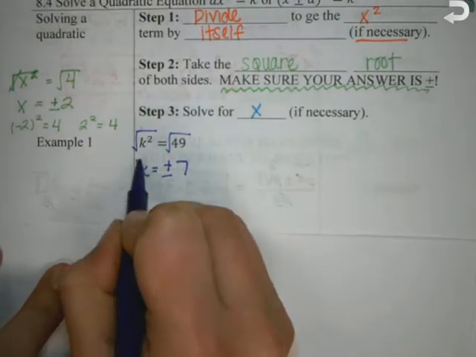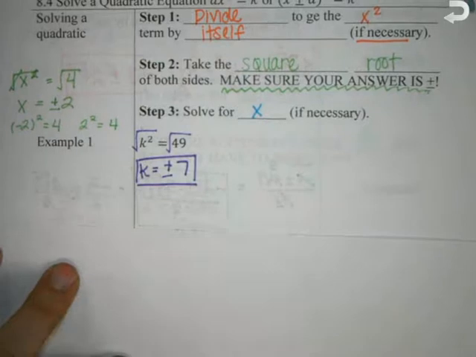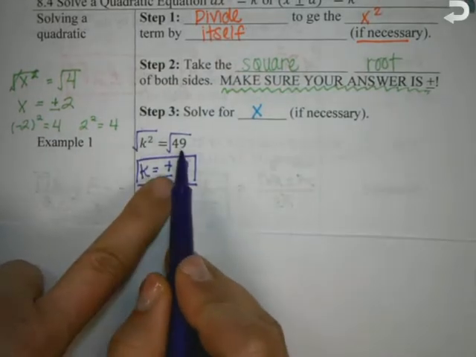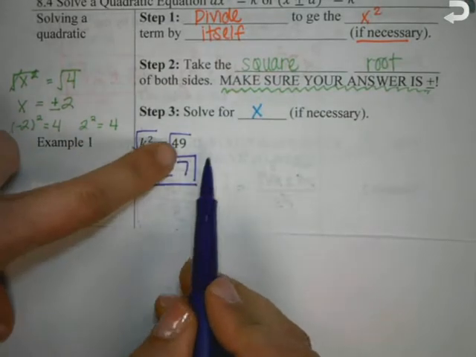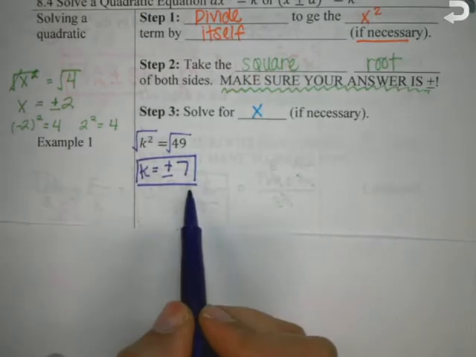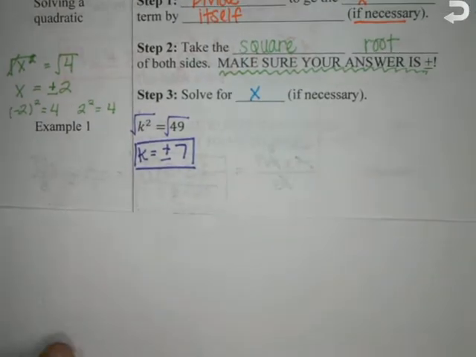And that's it. Let's do a quick mental check. Positive 7 squared gives me 49, and negative 7 squared gives me 49. So we got the right answer. Okay, that's an easy one. Let's look at example 2.